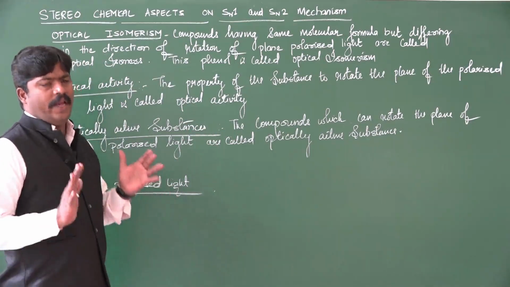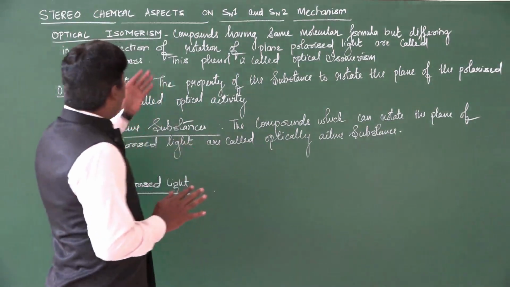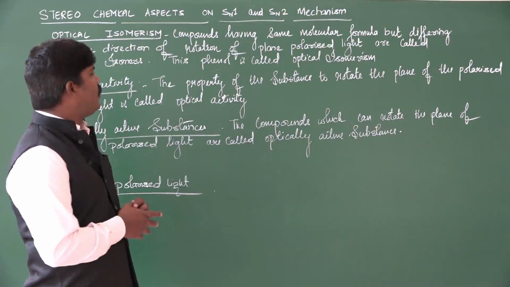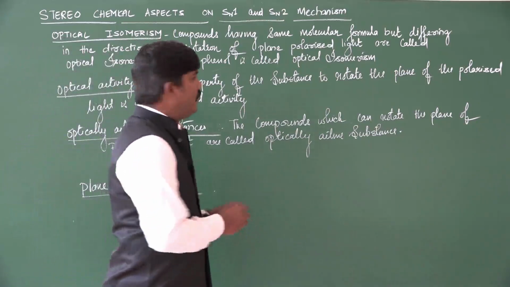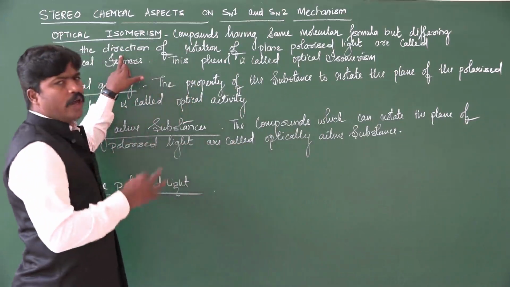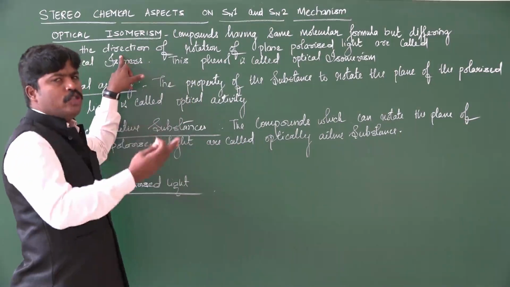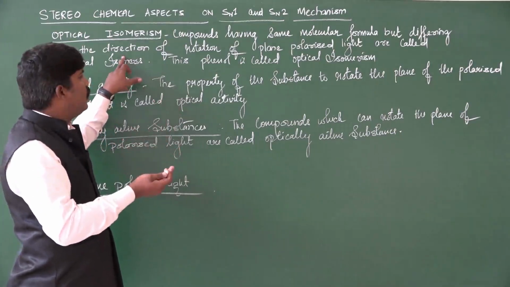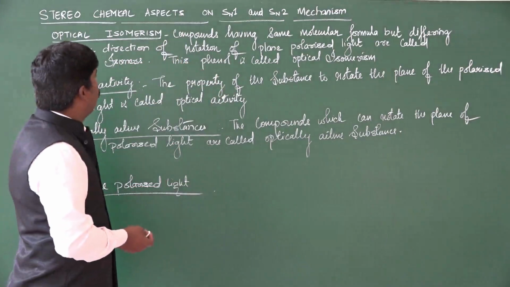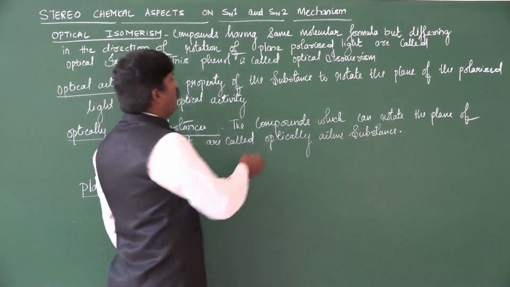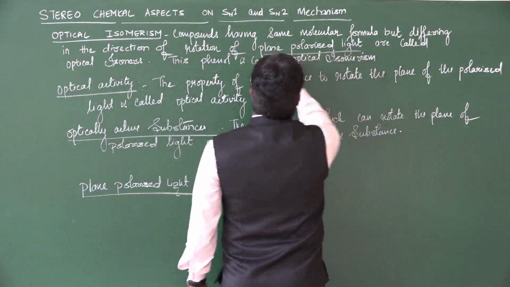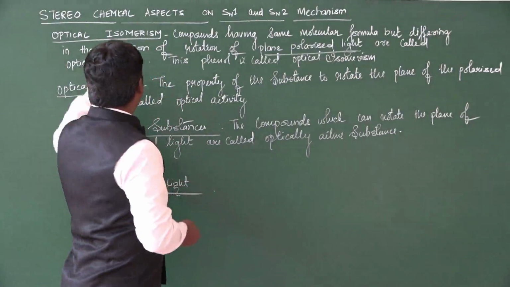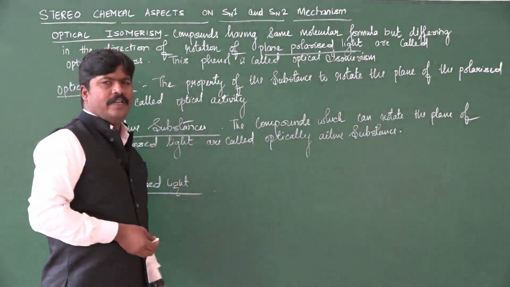Now, coming to optical isomerism, when compounds have the same molecular formula but differ in the direction of rotation of the plane polarized light, they differ. Both organic compounds show optical activity, but one may rotate clockwise and the other anti-clockwise. So compounds having the same molecular formula but differing in the direction of rotation of plane polarized light, and I will explain what plane polarized light is, are called optical isomers. This phenomenon is called optical isomerism.